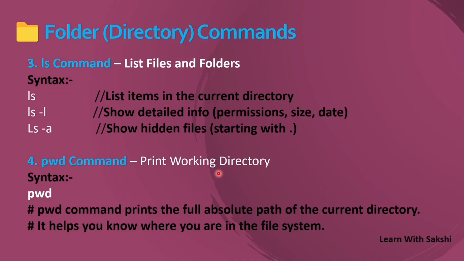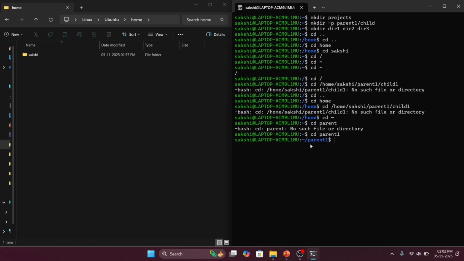And the pwd command is used to print the working directory. That means it displays the full path of your current location in the file system. Let's check the pwd command. Now I am in the parent folder and it is showing the current location in my file system.